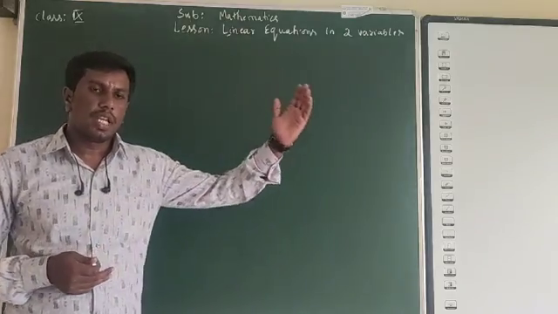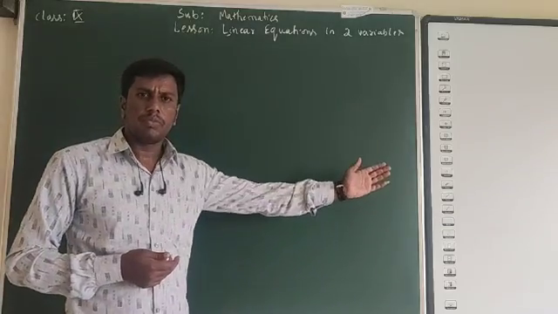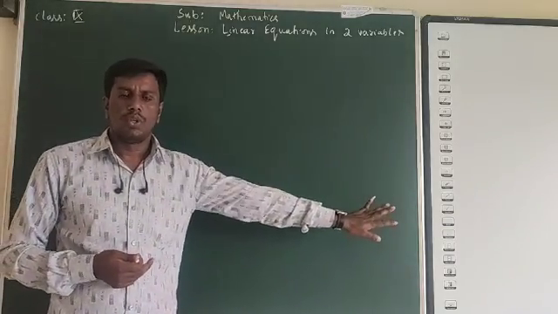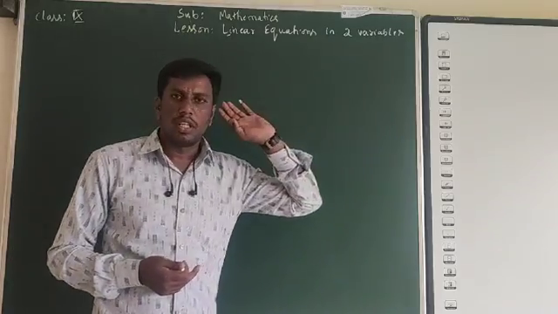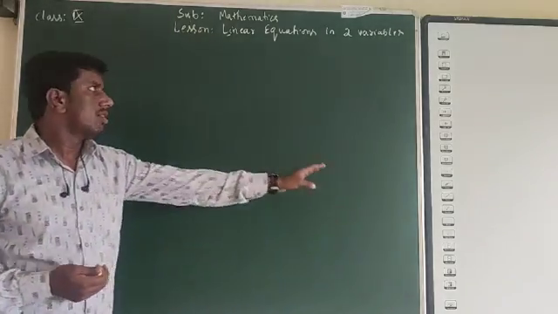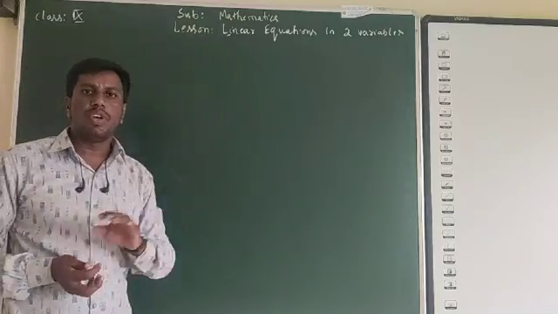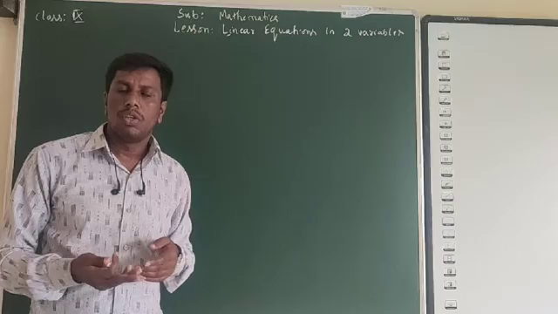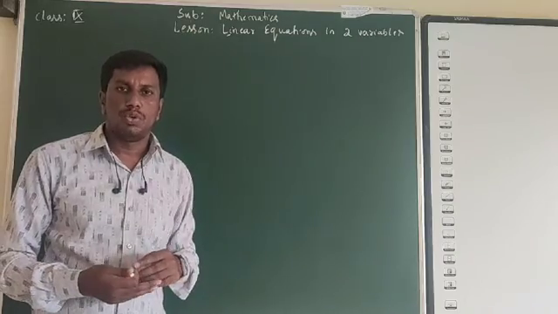In the linear equation in one variable, there will be a unique solution. There is one and only one solution. If I am having only one variable, then definitely there will be a unique solution. Whereas if it is a linear equation in two variables, this may have infinitely many solutions.